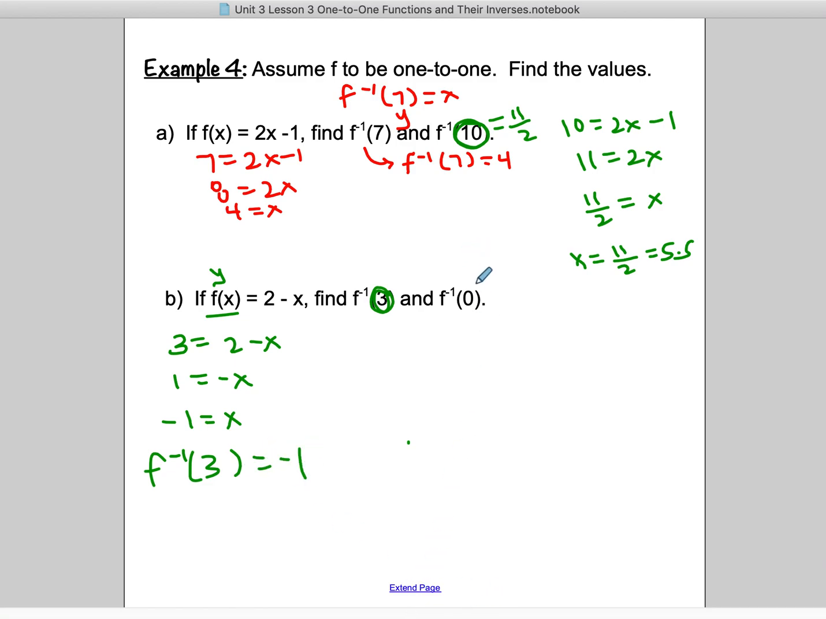Here I have f inverse of 0, so that's my y value. So I have 0 equals 2 minus x. So I'd add x to the other side, so x equals 2. So f inverse of 0 equals 2.